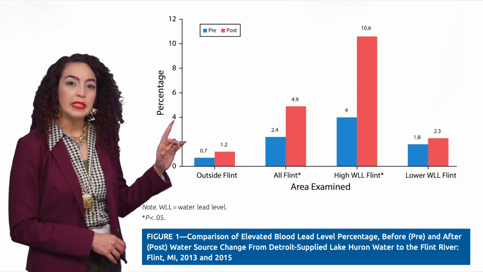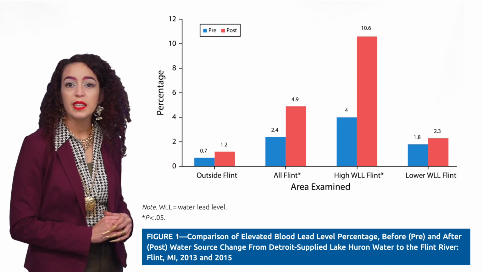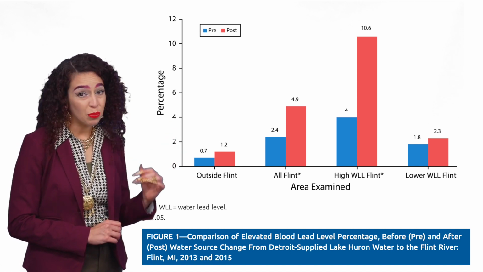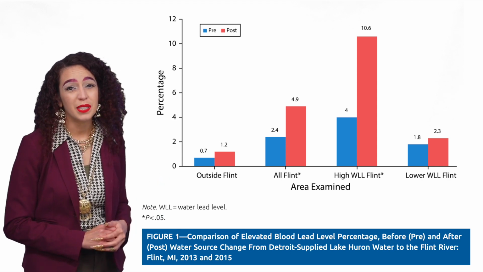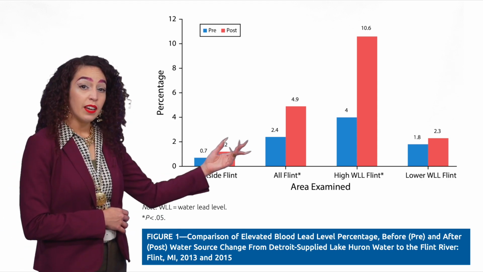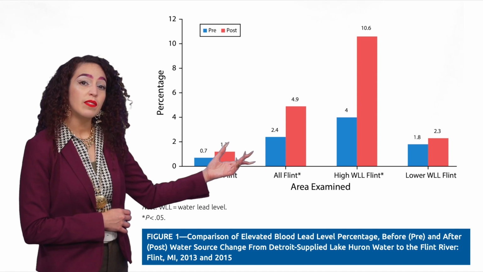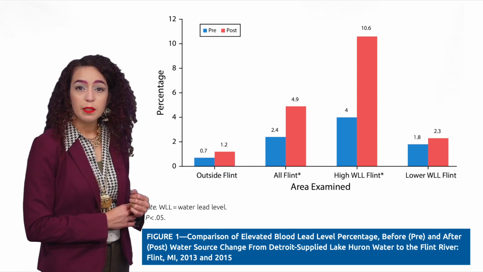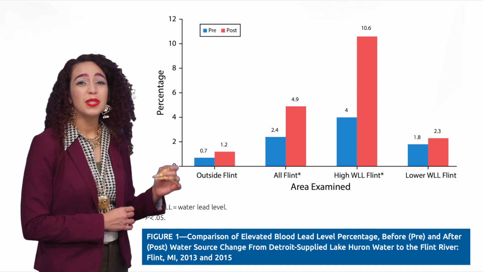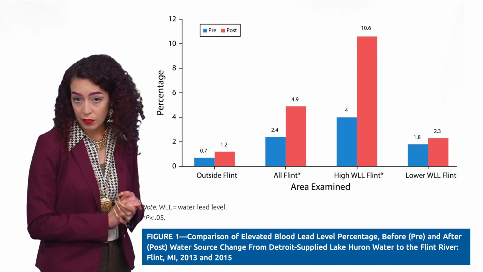The authors found a statistically significant increase in the percent of children with elevated blood lead levels from 2.4% to 4.9%, roughly double. And in the areas classified as high water lead level, the percent of children with elevated blood lead levels went from 4% to 10.6%. Now let's have a look at the map.